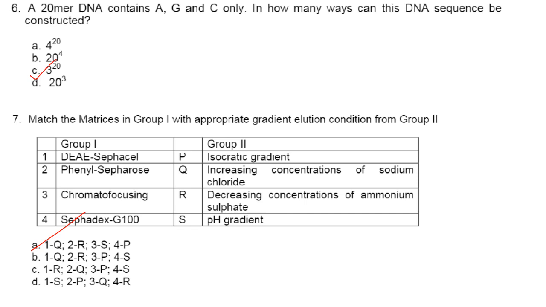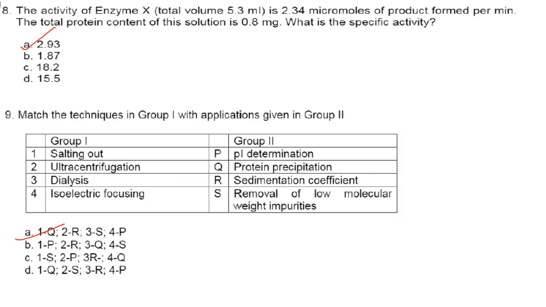Then match the matrices in group 1 with appropriate gradient elution conditions from group 2. So DEAE cellulose, that is increasing concentration of sodium chloride. Phenyl sepharose is decreasing concentration of ammonium sulfate. Chromatofocusing is pH gradient, and Sephadex G100 is isocratic. So the answer is 1Q, 2R, 3S and 4P. Answer is option A.